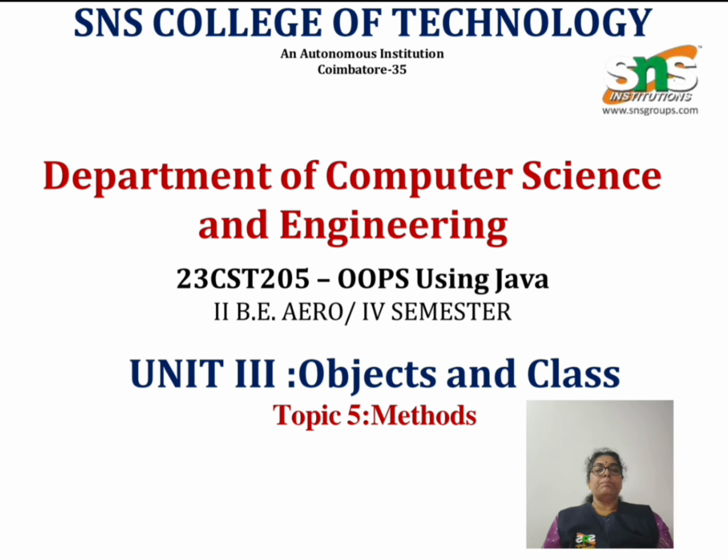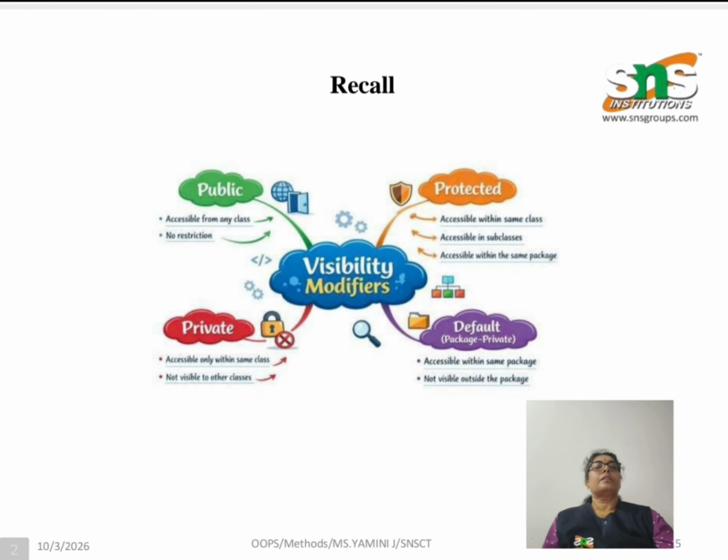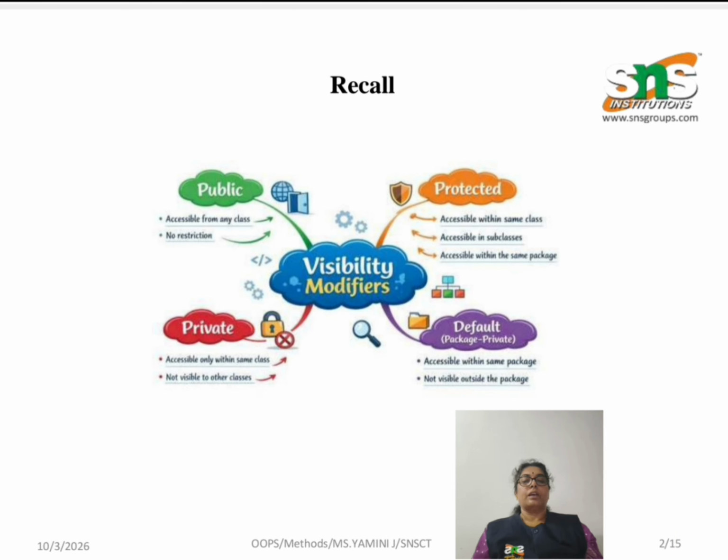application. Let us begin by recalling the basic idea of methods. Next one, what is a method? Let us recall, a method in Java is a block of code designed to perform a specific task. Instead of writing the same code repeatedly, a program can define a method once and use it multiple times whenever required. This helps in reducing code duplication and improving reusability.